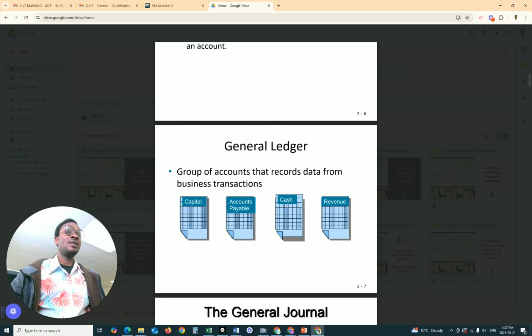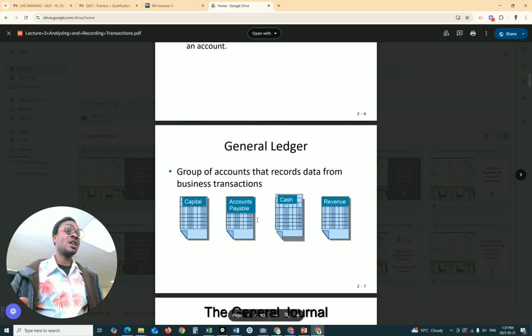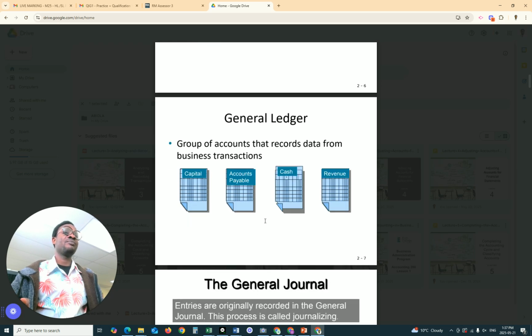General ledger. This is a group of accounts that records data from business transactions. So the general ledger groups accounts as they occur. So we have the capital, accounts payable, cash, and revenue.